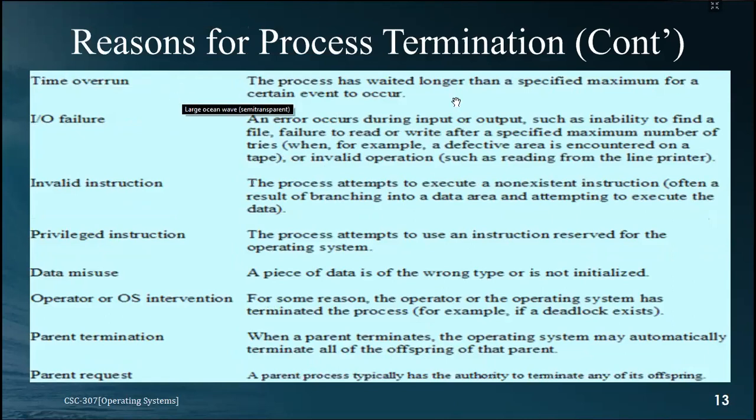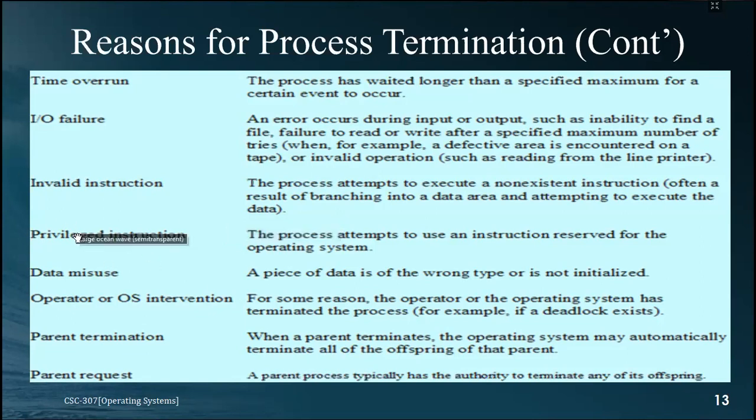time overrun, where a process has waited a longer time than specified for an event to occur. Then I/O failure, where you're trying to take input, but it's not getting any input or output. There's an invalid operation, such as reading from the line printer when the printer is not working. Invalid instruction: you have given a command, and the process tries to execute it, but it is a non-existent instruction. There is no instruction available. Like you have given the instruction read from memory location 5000, but there is nothing in memory location 5000, or there is no memory allocation named 5000. Maybe your computer has up to 4000 and so on.